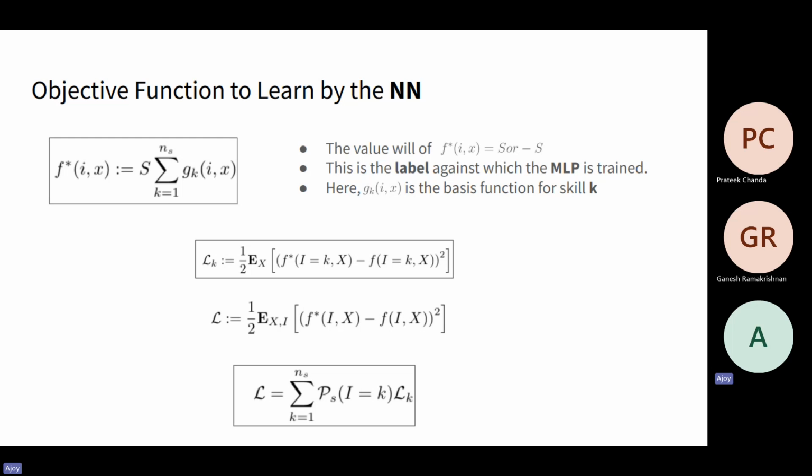Yes, so this is the final objective that we want to ideally learn. These can be thought of as the labels against which the MLP is trained. S is a scaling constant, and g_k(i, x) is the value for the kth skill given the control bits i and the input x. Now this will be either s or minus s, because for any other k, if i is not equal to k, it will be 0. So only for i equal to k, it will be either s or minus s. Now this is the normal mean squared error loss. Since we have an expectation term there, we use the probability distribution from which the skills were selected as a term over there. So move forward.